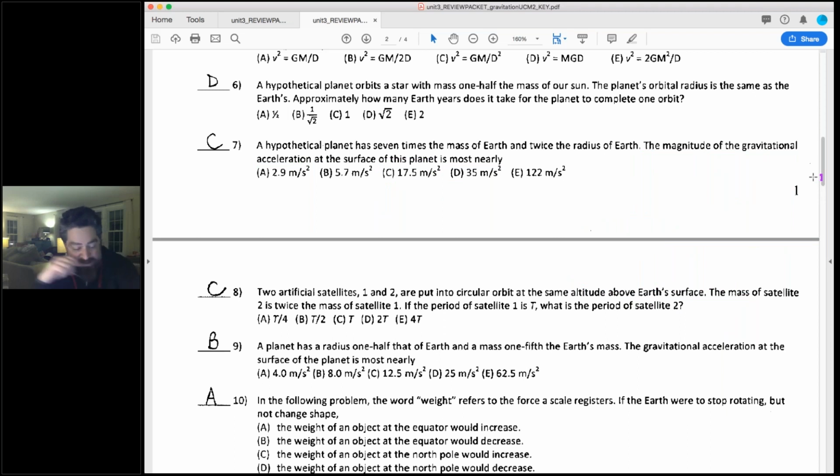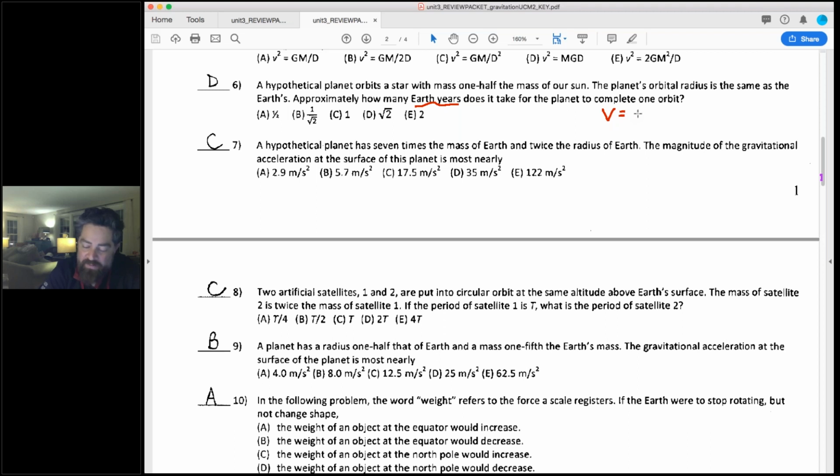Question number 6 says, a hypothetical planet orbits a star with one half the mass of our sun. The orbital radius is the same as the Earth's. Approximately how many Earth years does it take the planet to complete one orbit? So this is an interesting question because it's talking about time. How many Earth years? That should cue you that this is going to have something to do with orbital period. And orbital period has to do with orbital speed.